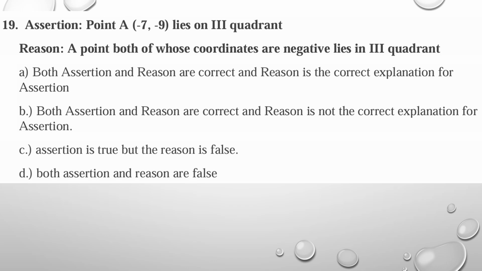Next, assertion. Negative x, negative y lies on third quadrant. This is true. A point both of whose coordinates are negative lies in third quadrant. This is also true. And reason is the correct explanation for A. That is why answer is option A. Question number 19.